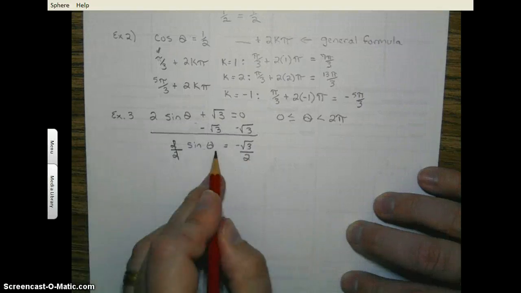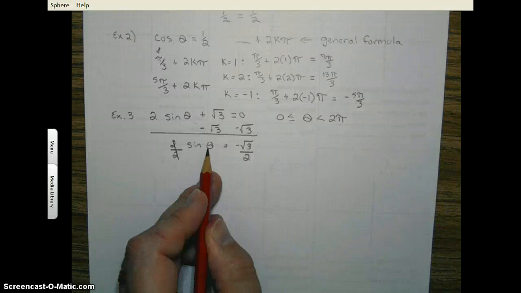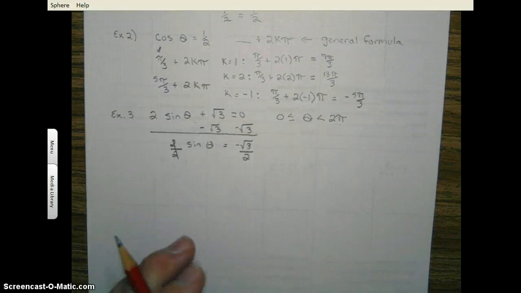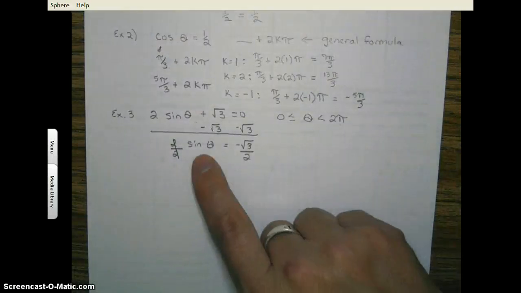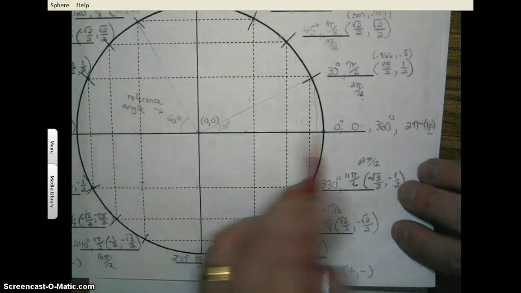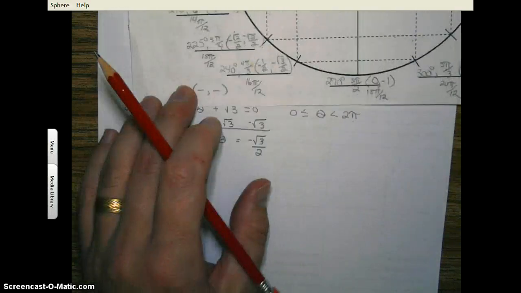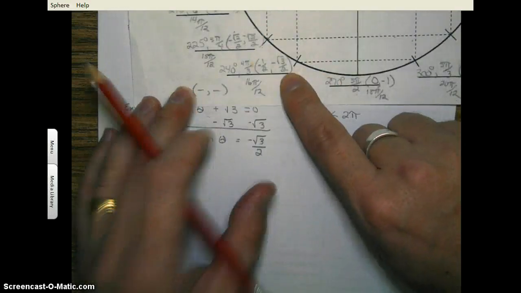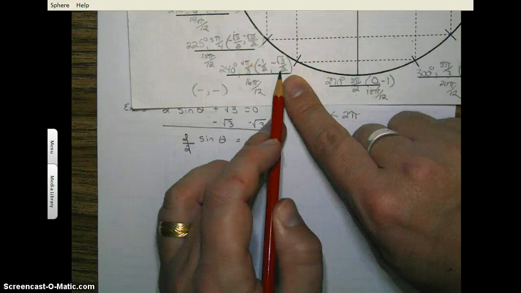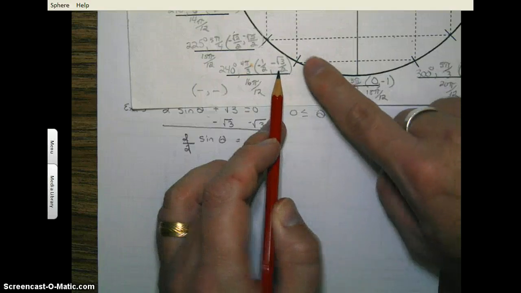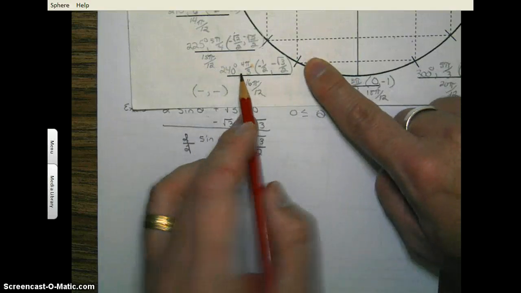Okay, so now we're looking for where is the sine of theta equal to negative square root of 3 over 2, excuse me. So the definition of sine is y, negative square root of 3 over 2. Looks like right here. Sine is y, negative square root of 3 over 2. So a solution is 4 pi over 3.